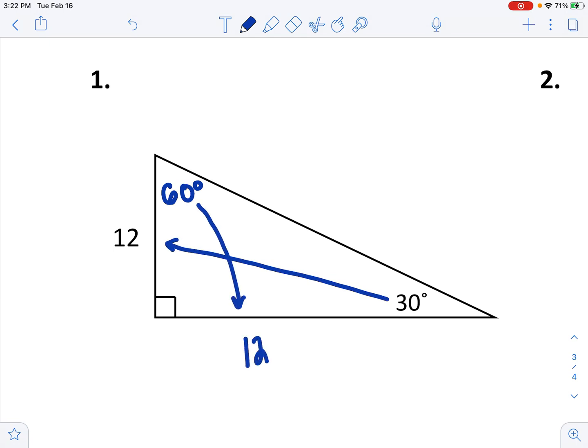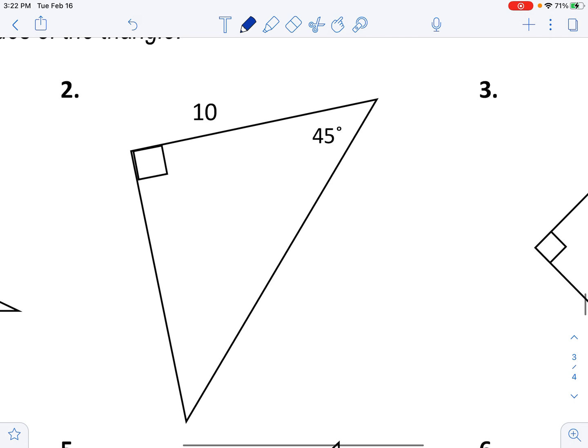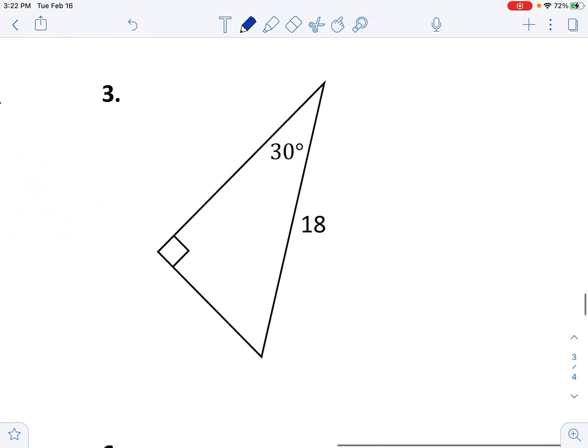Okay, across from 30 is my smallest side. Across from 60 is root 3 times that, so 12 root 3. Across from 90 is double that small side, so 24. That one wasn't that bad, right? All right, we have a 45, 45, 90 triangle. Okay. So I was given across from the 45 is 10. That means across from this 45 is also 10. And then across from 90, remember that's our root 2 side. So that's 10 root 2.